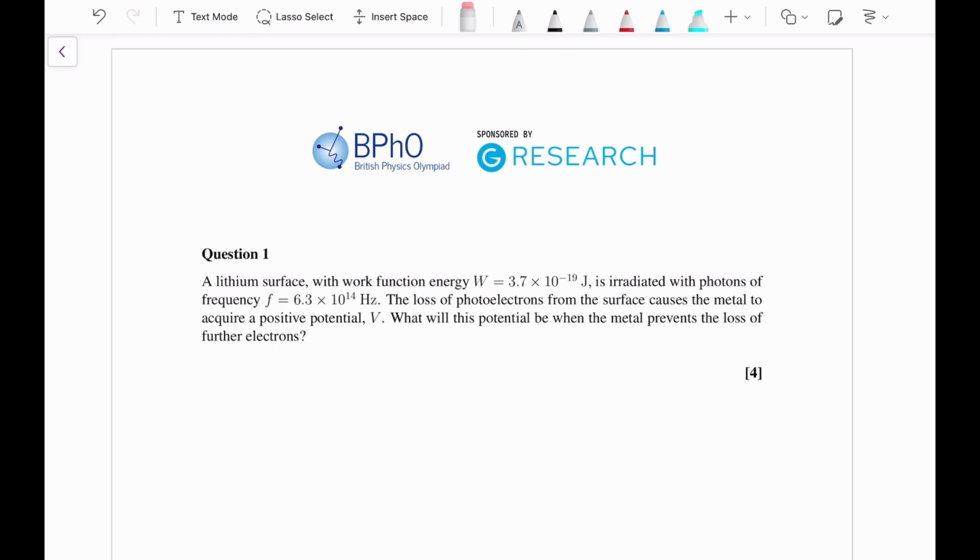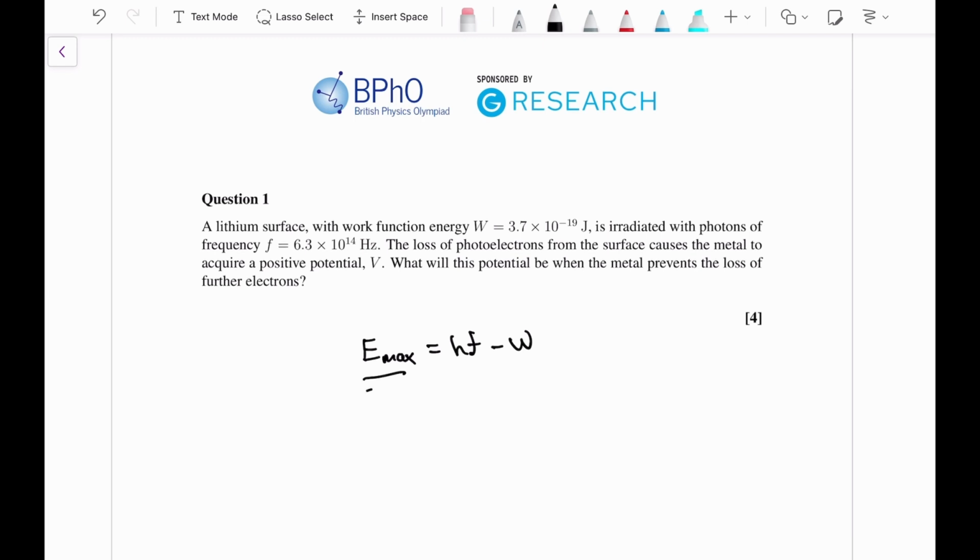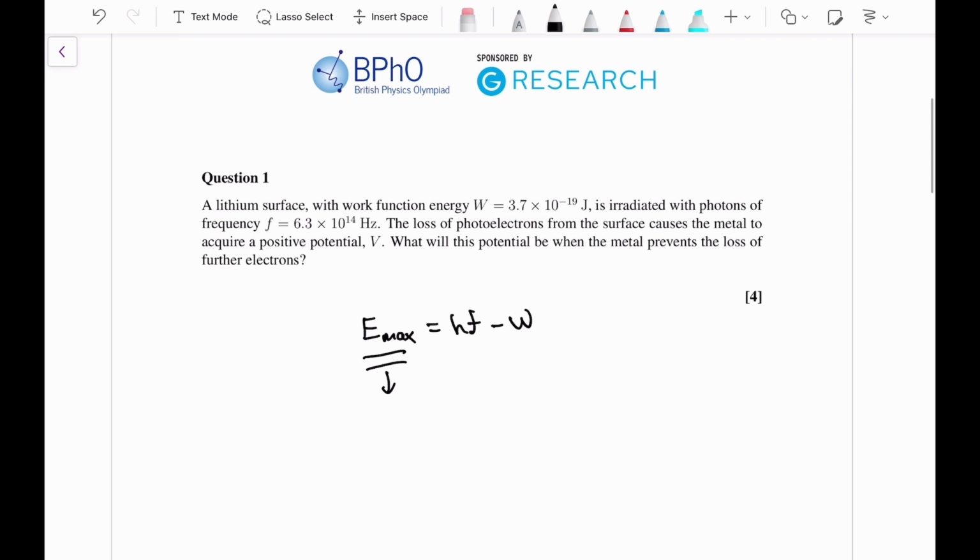So first of all, the question wants to calculate the potential when the metal prevents the loss of further electrons, and that is supposed to be the stopping potential. So that is essentially the maximum potential that can be generated. Let's write down the equation first. What we know is that the maximum energy of the photoelectrons is equal to the energy of the photons minus the work function. So we can convert energy into electron volts.